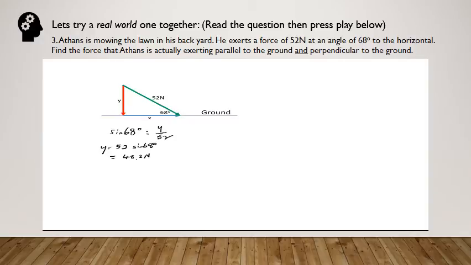Okay, in the x direction, x is the adjacent side. So the adjacent over the hypotenuse is the cosine of the angle. So cosine of 68 is equal to x over 52, and multiplying both sides by 52, x is equal to 52 cos 68. And we can calculate that to give us an answer of 19.5 newtons. So essentially what we've done is split up this 52 newton vector into the x component, which is 19.5 newtons, and the y component, which is 48.2 newtons.